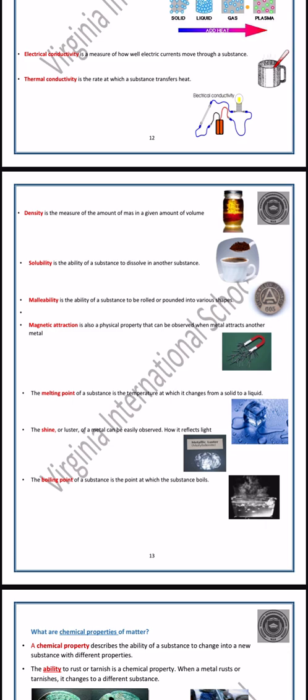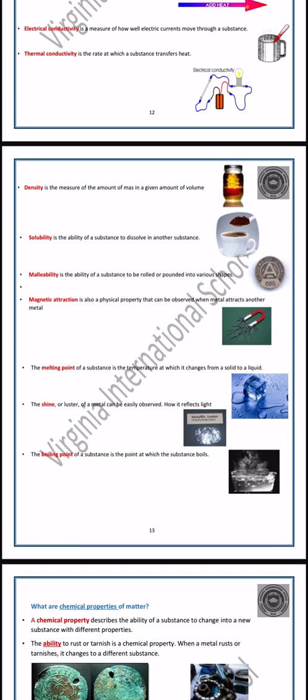We also have some physical properties like magnetic attraction. What's magnetic attraction? Magnetic means a magnet, and attraction means that this substance will be attracted to the magnet. So, magnetic attraction is also a physical property, which can be observed when metals attract another metal through the magnet. Also, we have the melting point.